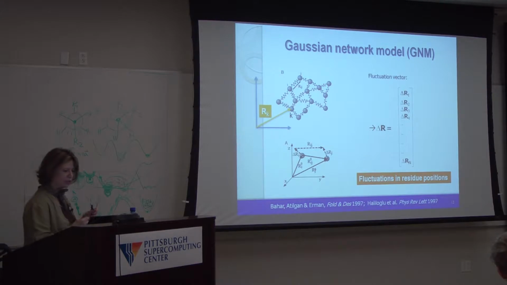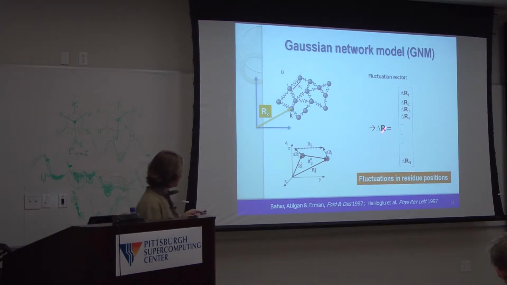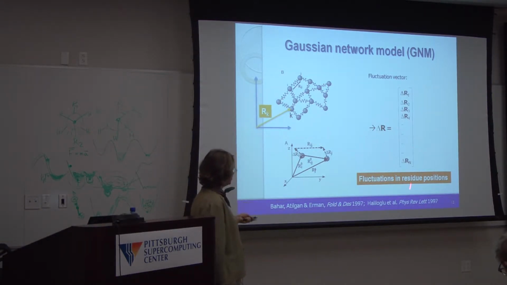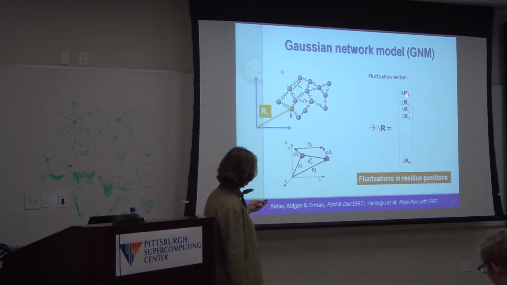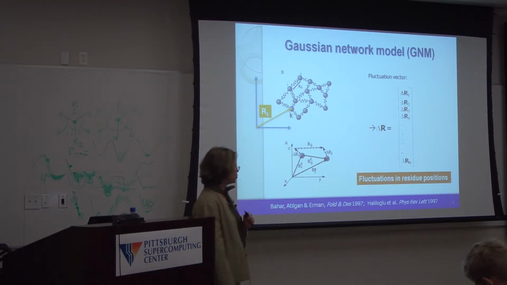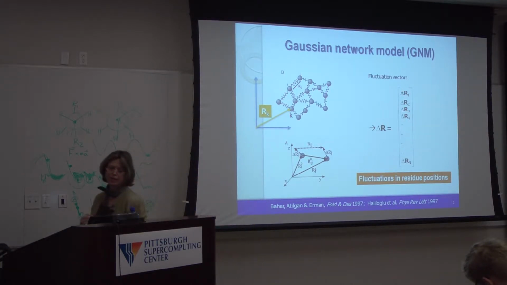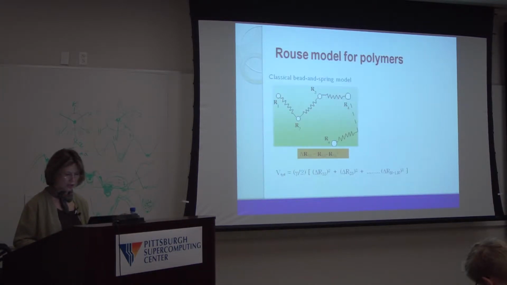So we use what is called the fluctuation vector. For a protein or molecule of n residues, this is an n-dimensional vector, or you can think of it as 3n-dimensional if you think of the XYZ components. So we are essentially analyzing the behavior of the fluctuation vector.